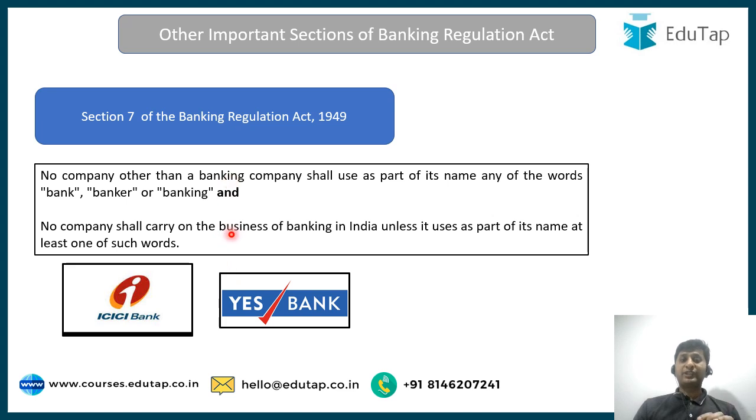So there are two things that you need to know. If the company is not a banking company, it cannot use these words in its name. And if the company is a banking company, it must have either of these words in its name. Right? So this is section 7 of the Banking Regulation Act. Please remember, it can be asked which of these sections in the Banking Regulation Act defines or regulates this. So what the actual regulation is should be clear, along with the section number.